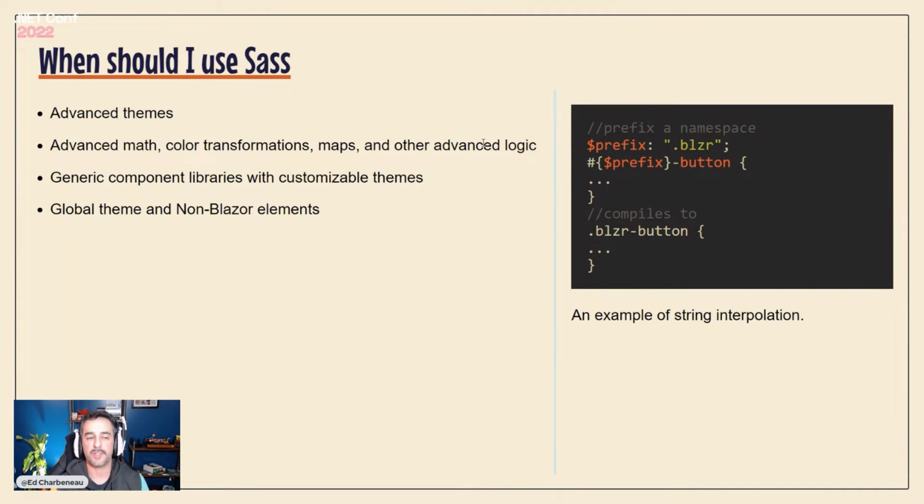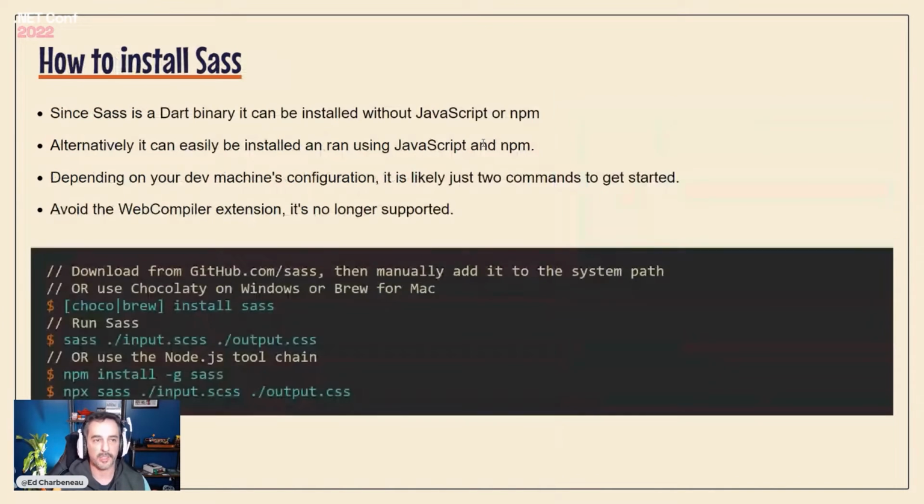So you have advanced math to do different mathematical calculations to help size objects in your system. You have color transformations. If you want to set a primary color and get derivative colors from it, you can do that with Sass. There's all sorts of advanced stuff that you can do in here that's going to help you form that global set of values for your application.